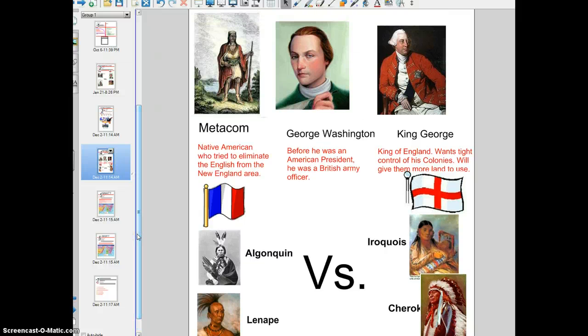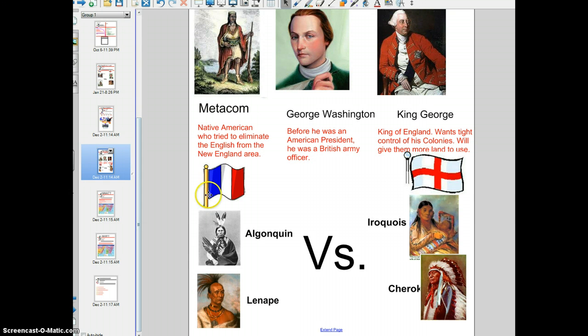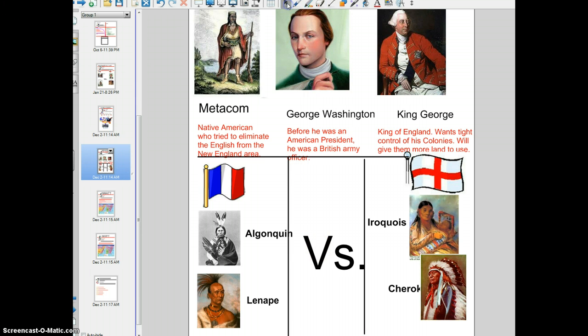This was a war between the English and the French, but the French had Native American allies. The French, the Algonquin Native Americans, and the Lenape Native Americans fought against the British, the Iroquois Native Americans, and the Cherokee Native Americans. So if we just draw a line like this, separating this part, you can see who really fought in this war, and who it was against who. It was the French and the Algonquin and the Lenape fighting against the British, the Iroquois, and the Cherokee.